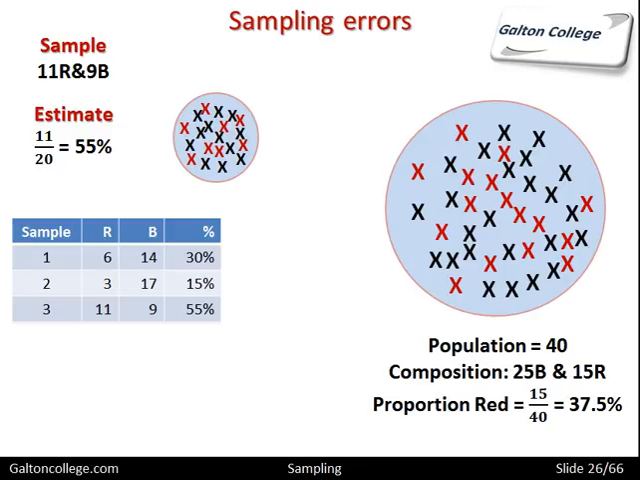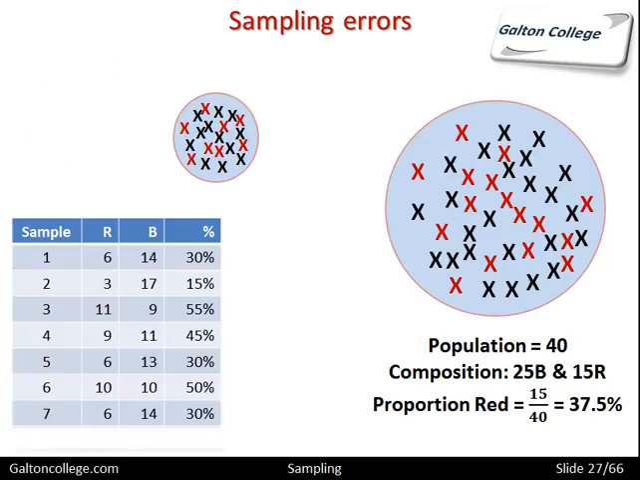If we carry on doing that, carry on drawing out samples, let's say we take 7 samples, we might find those are the percentages. So what we really needed was 25 black and 15 red. Well, we've drawn out 20 on each of them. We should get the proportions here, but we're not getting anything like 37.5. If we take the average, we find it's 36.4.